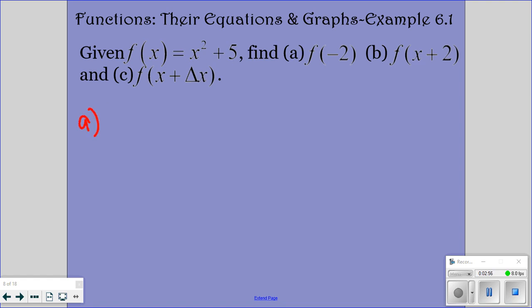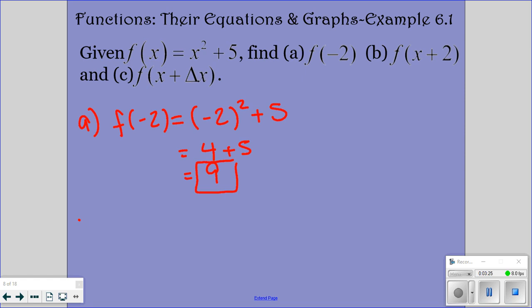So for part A, the first one, we're looking at f of negative 2. Everywhere you have an x, you're going to replace it with a negative 2. So negative 2 squared is going to become 4. And then plus 5, that gives you 9. Don't try and solve for f. That's a rookie mistake on these. You're just looking for f of negative 2. f of negative 2 equals 9. You got your answer. Now you move on.